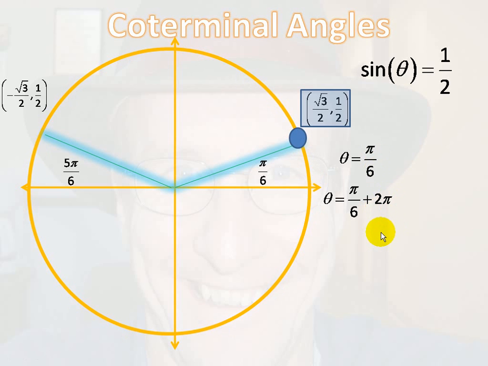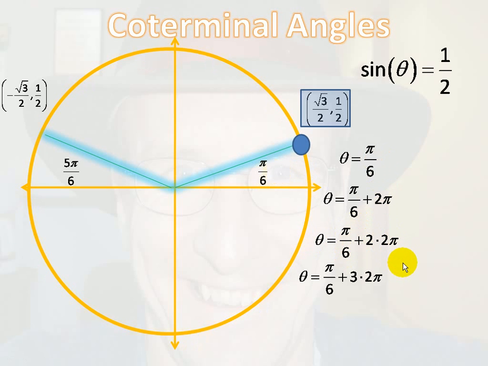Once again, we've gone around twice, and we're right back at an angle coterminal to pi over 6, and we could call that theta equals pi over 6 plus 2 times 2 pi. So notice, pi over 6 plus 2 pi, and pi over 6 plus 2 times 2 pi. Now let's go around again.